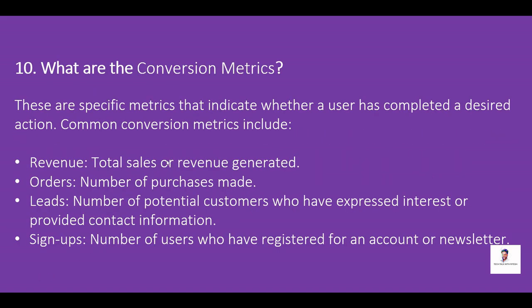Okay, next question is, what are the conversion metrics? These are specific metrics that indicate whether a user has completed a desired action or not. Common conversion metrics include, and these are just examples: revenue, total sales or revenue generated; orders, number of purchases made; leads, number of potential customers who have expressed interest or provided contact information; signups, number of users who have registered for an account or newsletter, right? So these are called conversion metrics.